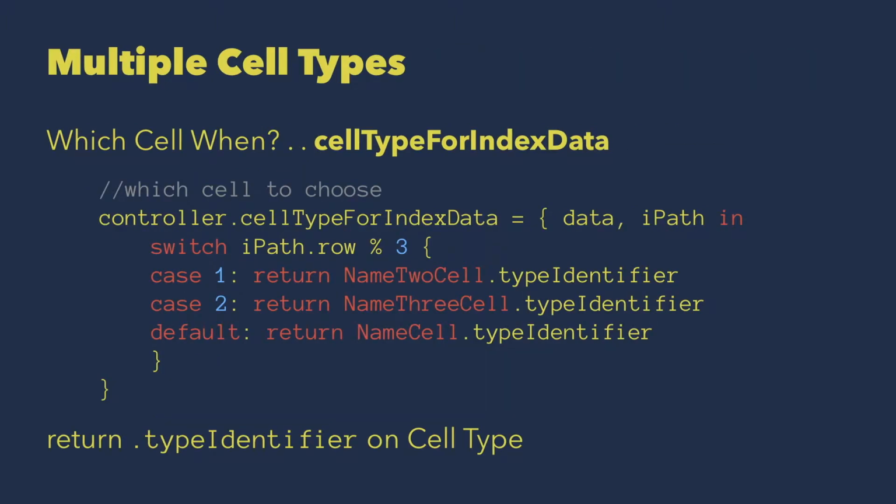And so how do we get to multiple cell types? To do multiple cell types, we do two things. First, we tell the controller when to use which cell type. And we do that by implementing cellTypeForIndexData. This function just gives us a data and index path intersection, and then we return a stringified version of the cell type we want to use at that intersection. And I'm just using an extension, typeIdentifier, on UITableViewCell that stringifies the type.